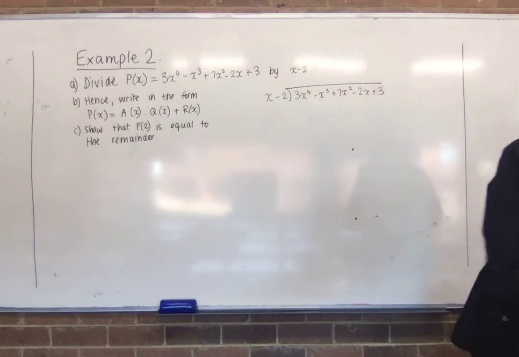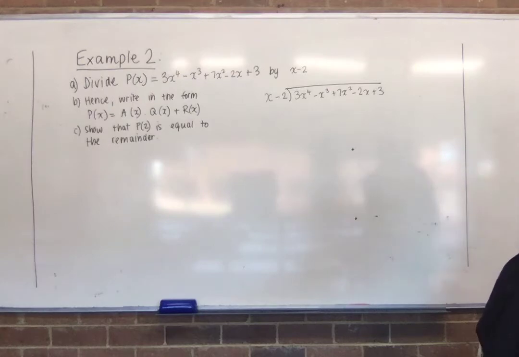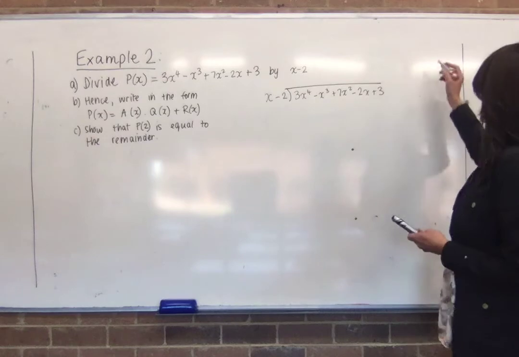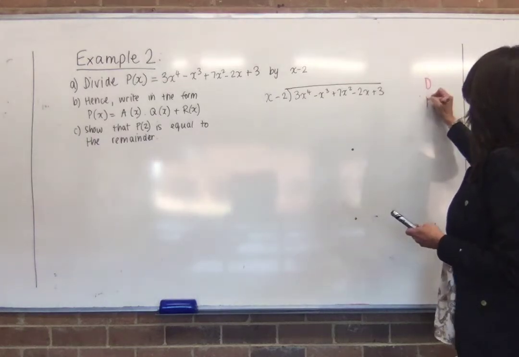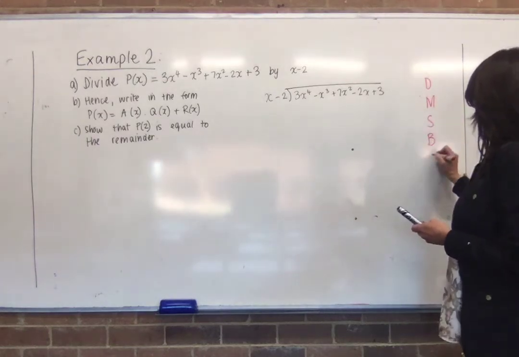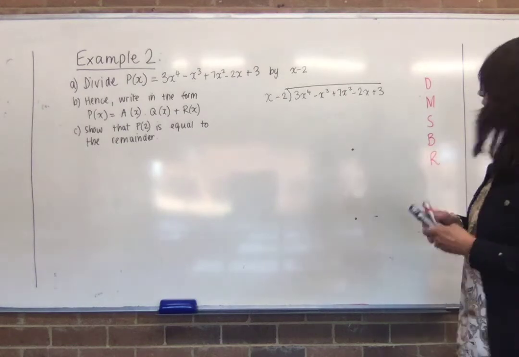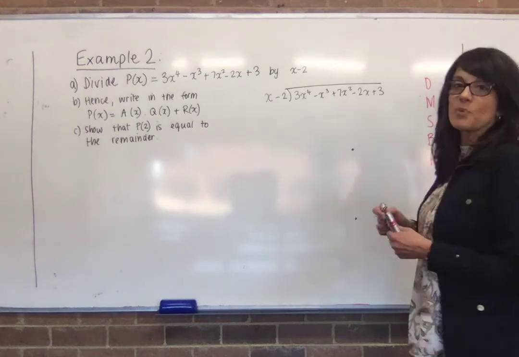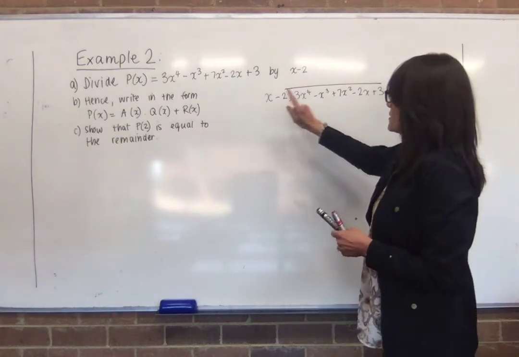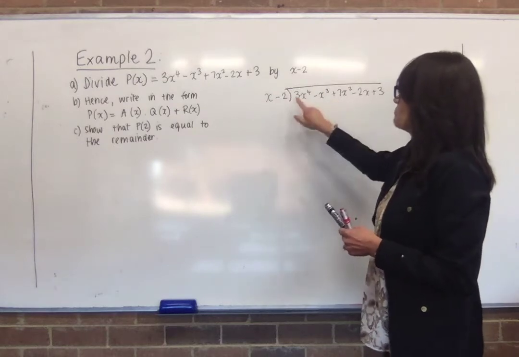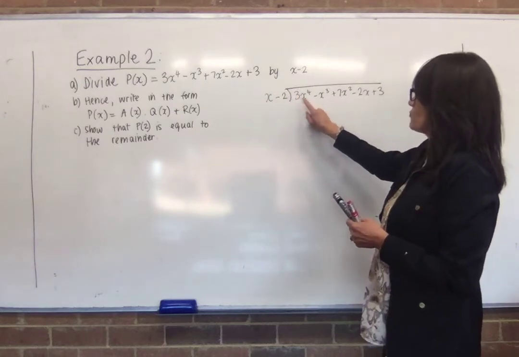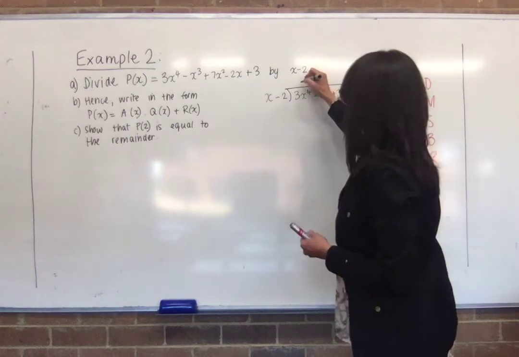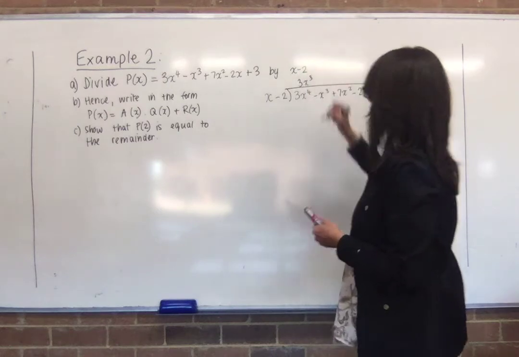And remember our little rule for reminding us how to step through this process: Dad, Mother, Sister, Brother, Rover. Let's just keep this as a bit of a reference point. So our first step is we're going to divide x minus 2 into this polynomial. How we're going to determine that is 3x to the power of 4 divided by x, and that's going to give us 3x cubed.